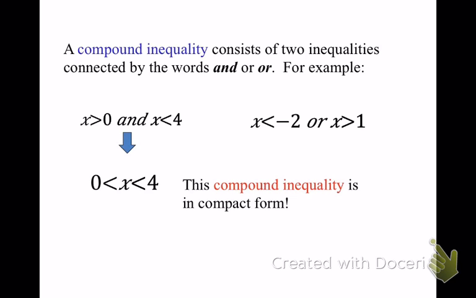And when you do see them like this, it's the and ones. The only thing is, whenever you have compact form, these inequality signs are always facing the same direction. You can never have something that looks like this or like that. It just doesn't work out. So if you were to try to draw this, it would not make sense.